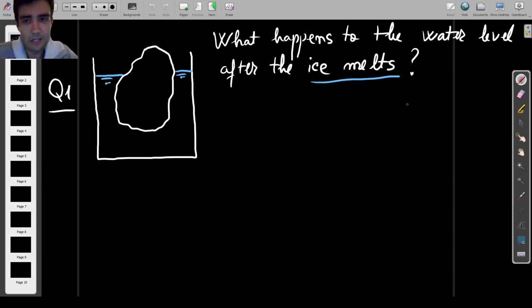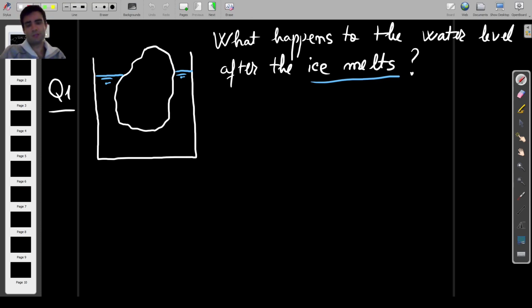So this is actually a classic problem in fluid mechanics. And what it's asking is the following. So we've got a glass of water, and inside the glass there's a chunk of ice, okay, which can be any shape. And then the question is, what happens to the level of water after the ice melts, okay?